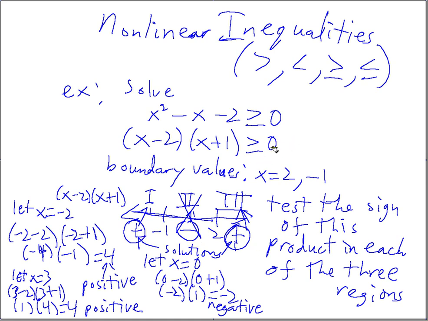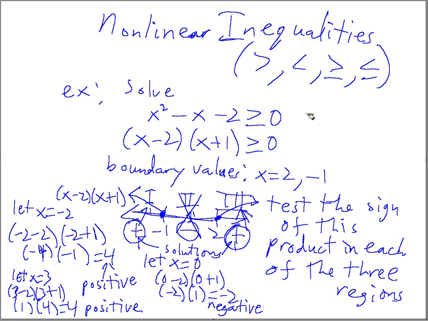Now, speaking of the equal sign, that has implications on the boundary values. Remember, the boundary values 2 and -1 will make this product equal to 0. So since it can equal 0, we do want these two boundary values included in the solution. So my solutions are going to be everything from -infinity to -1, or 2 to +infinity.